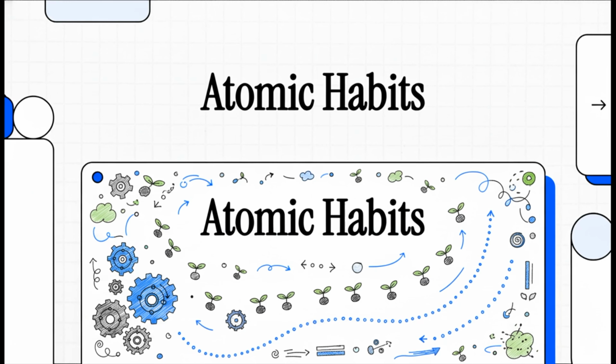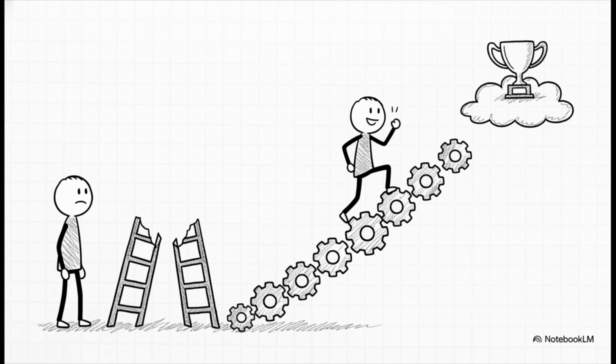Well, today we are diving deep into James Clear's incredible book, Atomic Habits. They often have the exact same goals. Seriously, think about it. Every single athlete in the Olympics wants to win that.